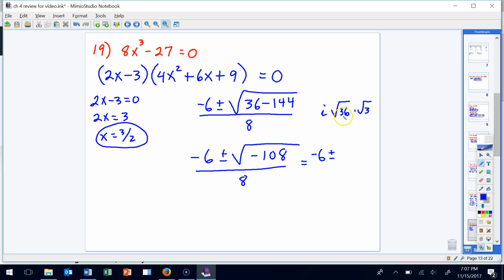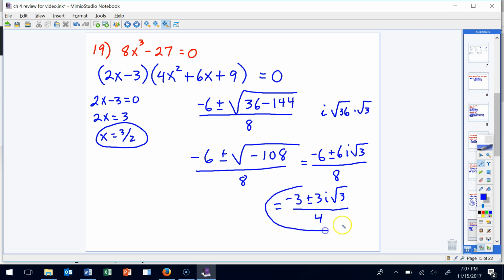Okay, and what's the square root of 36? That's 6. Remember, 36 times 3 is 108, and i takes care of the negative. So we're going to write this as 6i times the square root of 3 all over 8. And now each of these are divisible by 2, so we can reduce. So 2 into negative 6 is negative 3, and positive 3. And all of this is going to go over 4.